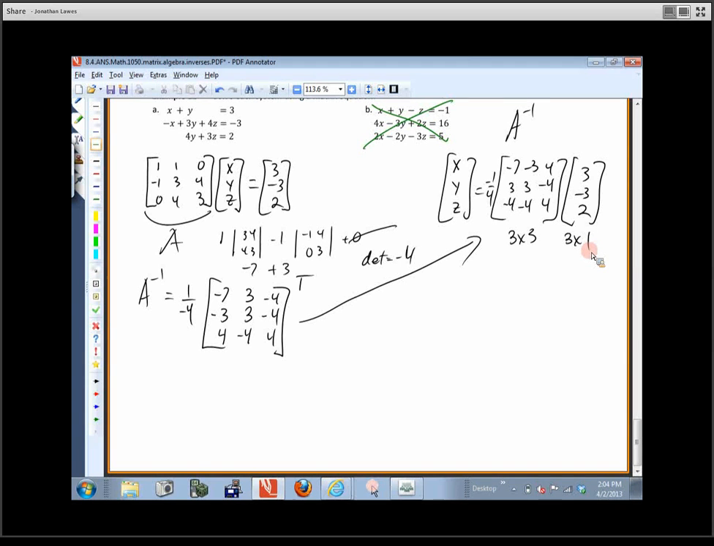Is that as awful as it looks? No. It's really not. We're going to have this negative 1/4 sitting out front, and all I need to find is those 3 numbers right there, and that's what my x, my y, and my z are going to equal. So let's figure out what these are. First row, first column, I'm going to take the first row and multiply it with the first column. So that's going to be negative 21 plus 9 plus 8. What is it? Negative 4.